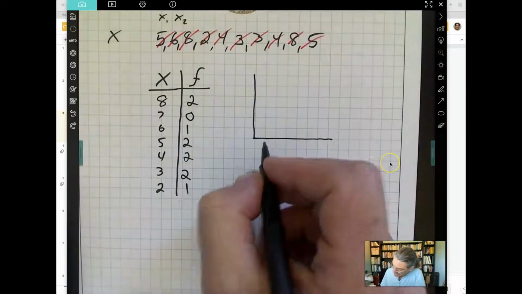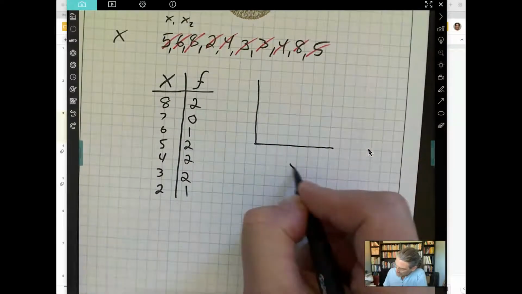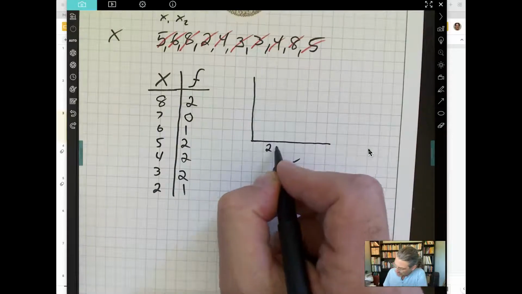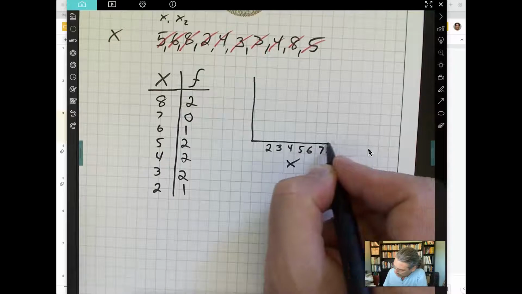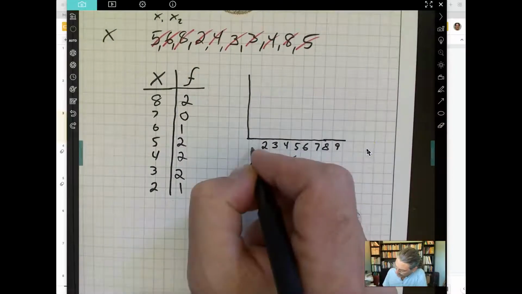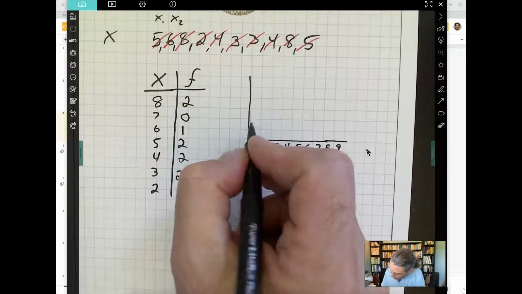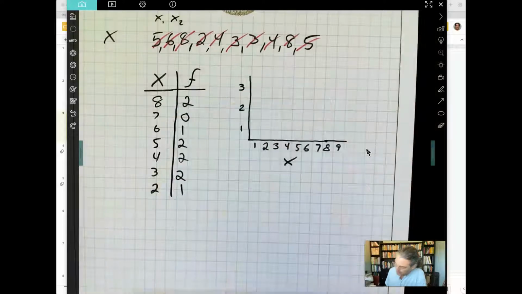And what I'll do is I'll have the different scores down here on the x-axis. So on the x-axis, I'm going to list all my scores, 2, 3, 4, 5, 6, 7, 8. Okay, and then I can put a 9 if I want and a 1 there. And so those are x's. And then on the y-axis, I'll do 1, 2, 3.